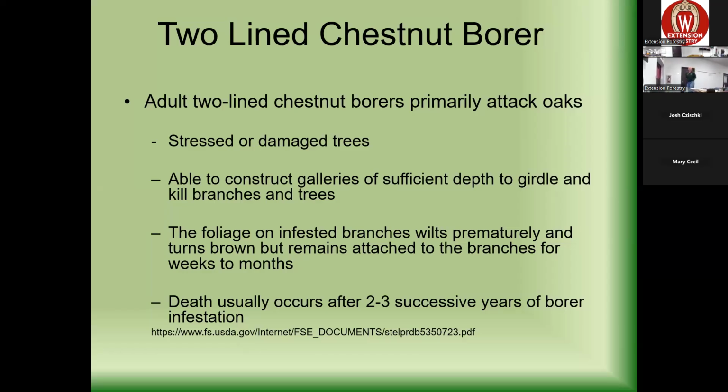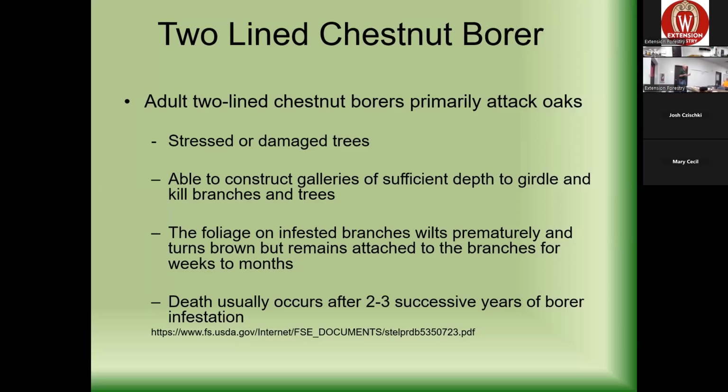So these guys get in there, and it's not the adult that kills the tree, it's the larva. The larva's in there girdling around on the branches, and the foliage of those infested branches, because they basically over time get girdled, they die, and the leaves turn brown. But unlike oak wilt, the leaves do not fall. The leaves stay up there. And so if you see a tree holding its dead brown leaves, there's a good chance it could be two-line chestnut borer. Death doesn't occur until after two or three years.